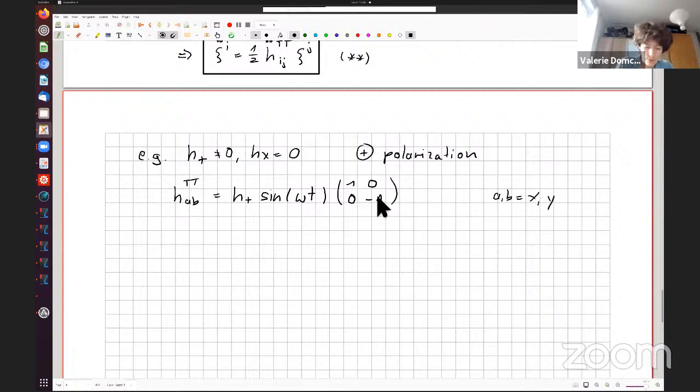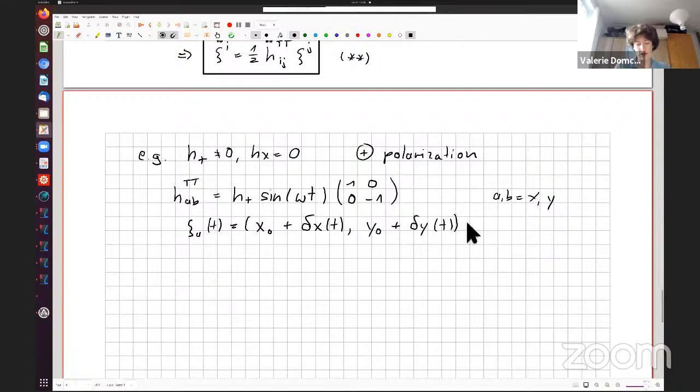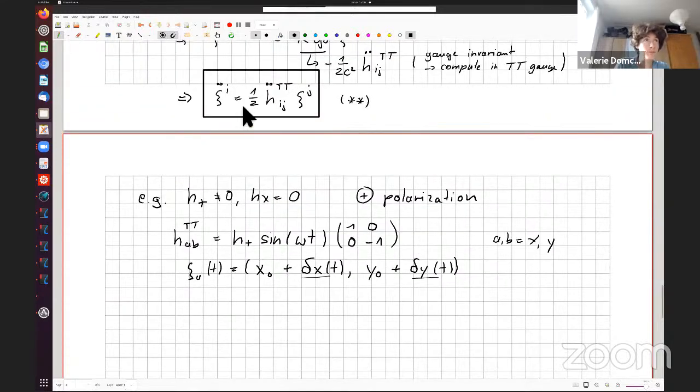And now we have our two test masses. The difference between the two test masses is x0 plus delta x, which can vary with time, and y0 plus delta y of t. So essentially, I have a deviation of my test masses x0 and y0, and I want to see how these are moving, and the motion is accounted for in this delta x and delta y. So now I just plug all of this into this equation here.